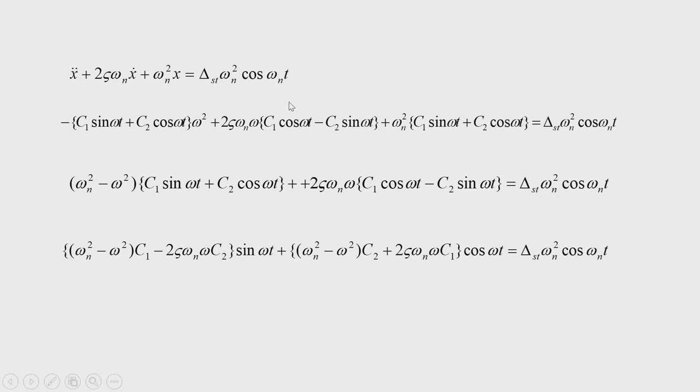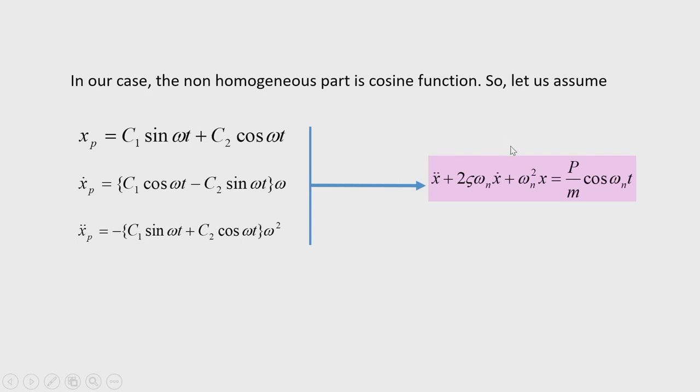The right hand side is delta s t. How delta s t is coming, you can see p by m. Now, p by k is delta s t, and k by m is omega n square.